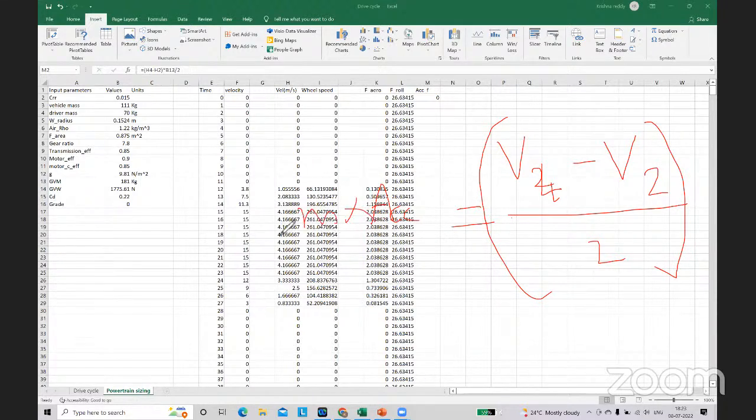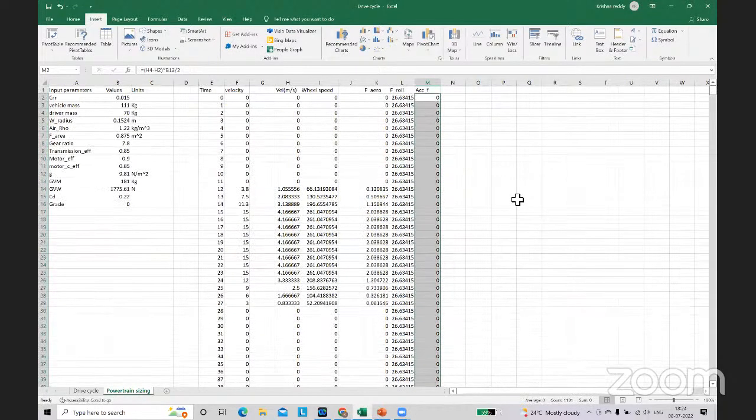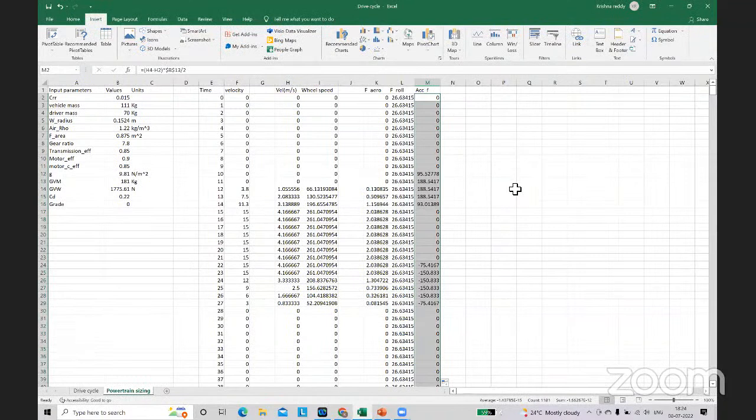Now if you multiply by mass, you're going to get the acceleration force. Yeah, I have to consider the dollar symbol here. Okay, so somewhat we are getting the data here. So now, next, we'll try to work on calculating the total tractive force.